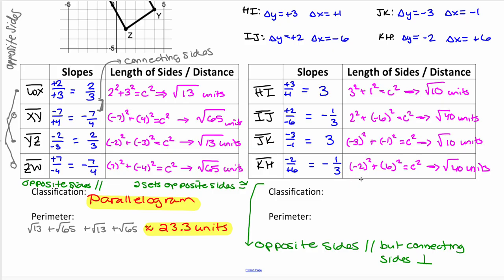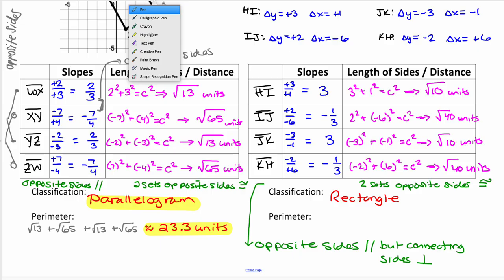2 sets of opposite sides, because we know that these are the opposite sides. 2 sets of opposite sides are congruent. That tells us it is a rectangle. That is our classification.